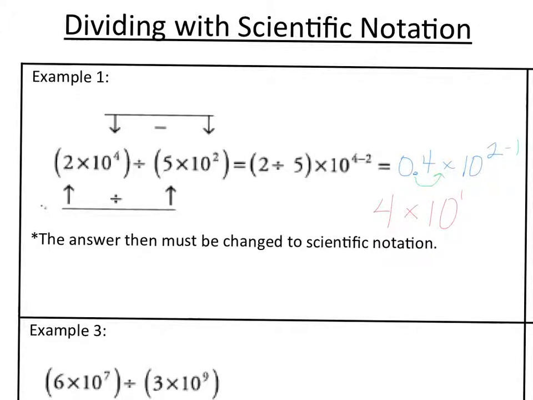So to review, when we divided the constants of 2 and 5, we got 0.4. 0.4 is not between 1 and 10. Therefore, we had to move the decimal point 1 to the right to make it 4, which is between 1 and 10. Because we moved the decimal point 1 to the right, we had to take away 1 from our exponent on 10. We got the 2 by saying 4 minus 2, and that's how we get 10 to the first.